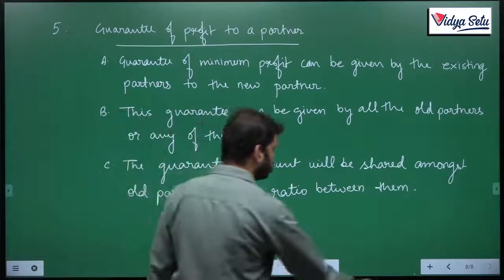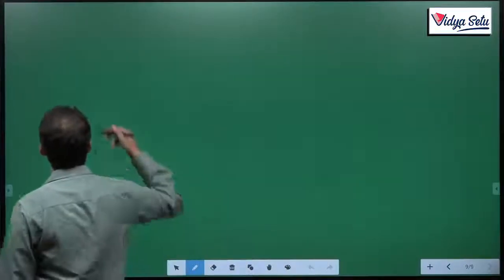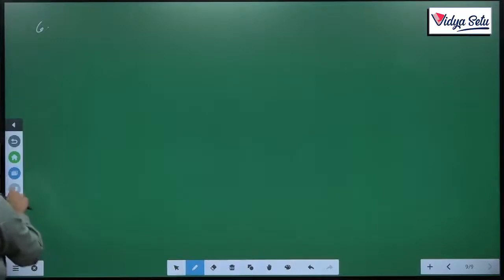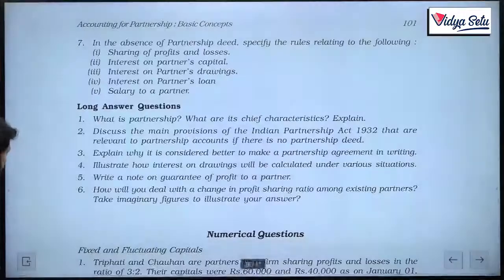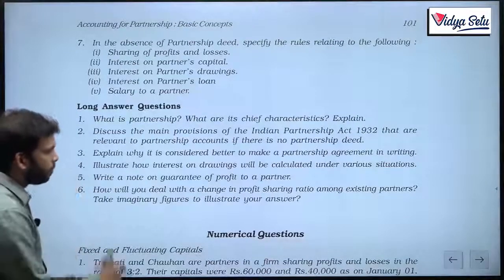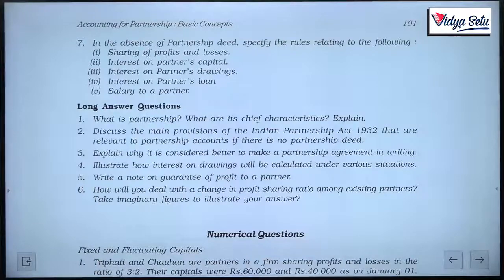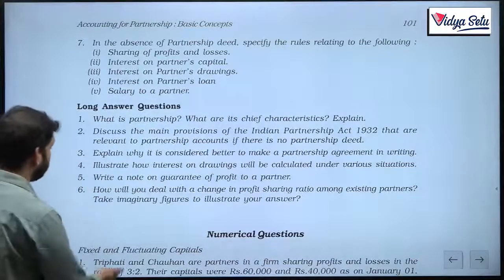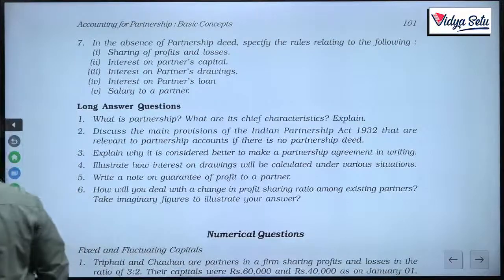Now let's move on to question number 6. Now, what is question number 6 here? How will you deal with a change in profit sharing ratio among existing partners? Take imaginary figures to illustrate your answers. Okay, we have to do that also. No problem.